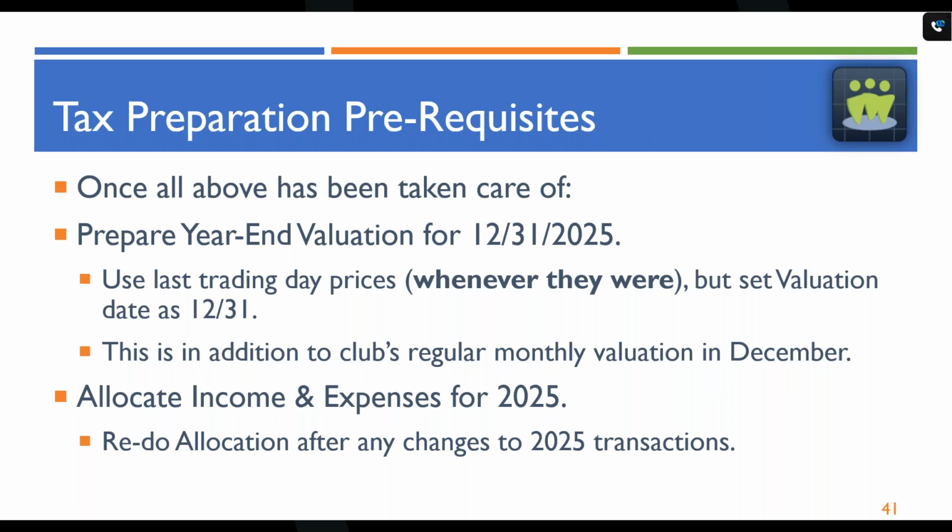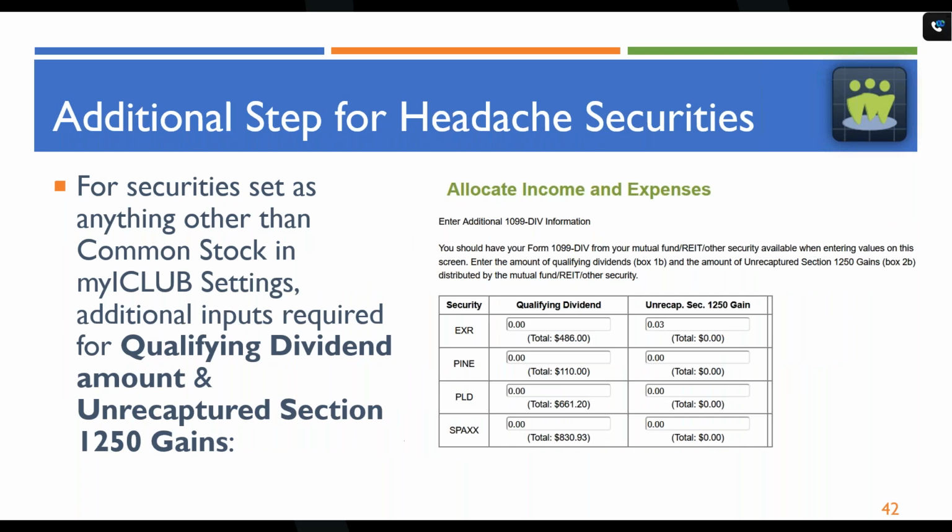So, okay. Once you have all that done, you allocate the income and expenses. And every time you make any more changes to the actual data amounts or reclassify some type of transaction, you should redo that allocation so that information is included in the allocation used for the tax preparation. And you can redo that allocation as many times as necessary. It will just overwrite.